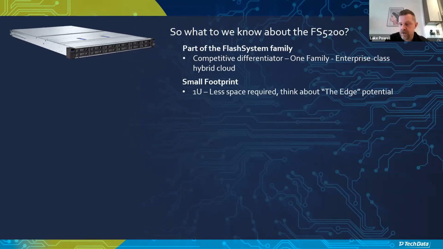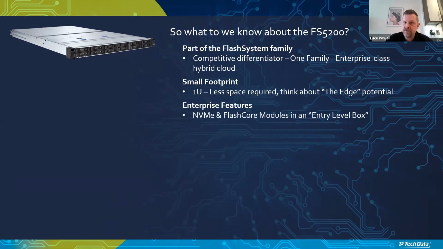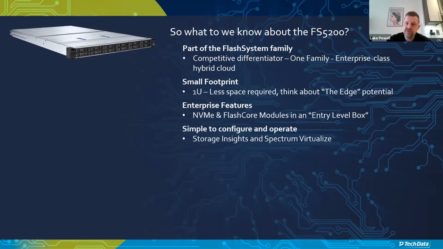Yeah, so branch offices and things like, it could be retail. I think most business partners have had some experience in selling some sort of branch office level infrastructure. And then we talk about enterprise features. So NVMe, FlashCore, and Flash, they're both industry standards now, but FlashCore modules in an entry-level box, I mean, it's pretty amazing stuff, really. And simple, again, simple to configure and simple to operate.